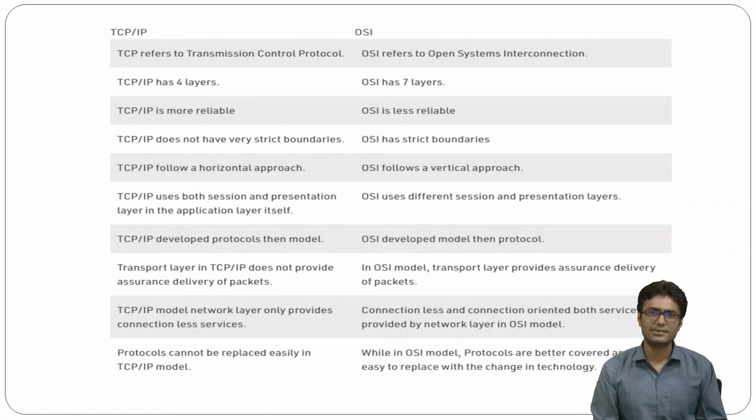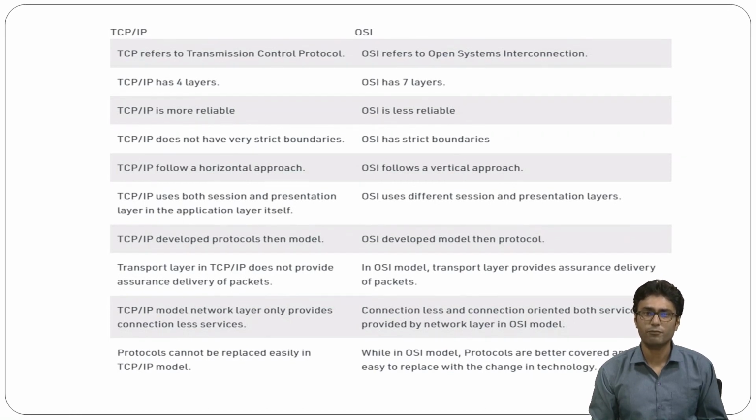Now let's see differences between TCP/IP and OSI. This is our last point which we are going to discuss today. So TCP refers to transmission control protocol, while OSI refers to open systems interconnection. Now TCP/IP has 4 layers, while OSI has 7 layers. TCP/IP is more reliable, while OSI is less reliable. Then TCP/IP does not have very strict boundaries, while OSI has strict boundaries.